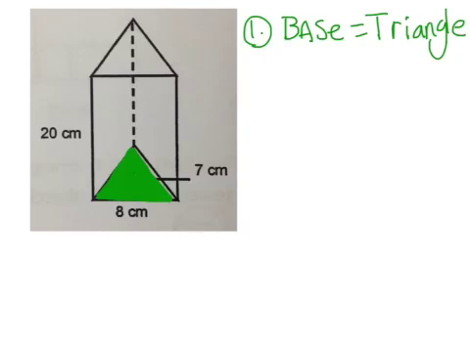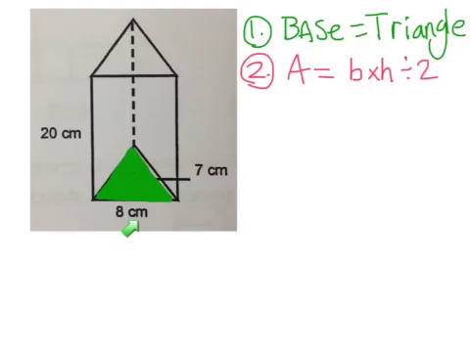Okay, once you know what shape it is, you need to find the area of that shape. If I want to find the area of a triangle, I'm going to do the base of that triangle times the height of that triangle and then divide it by 2. If you look at this one, they're labeled for you.